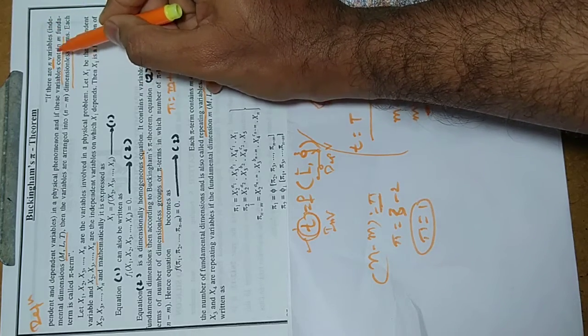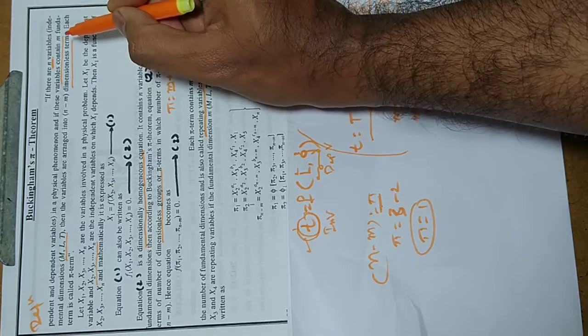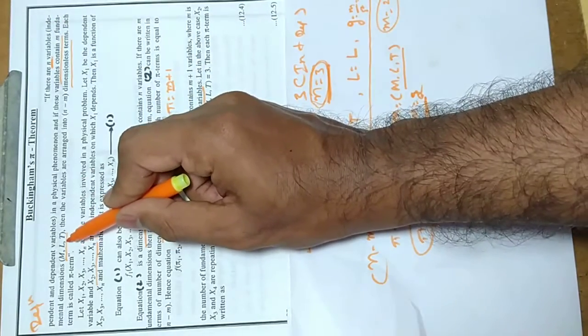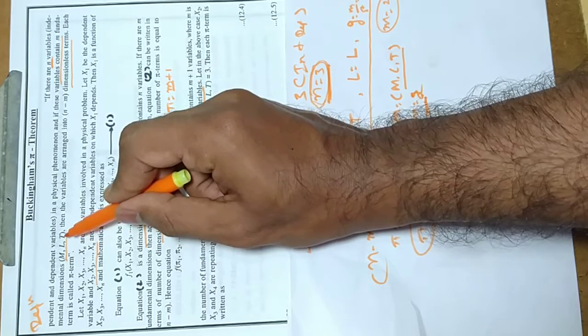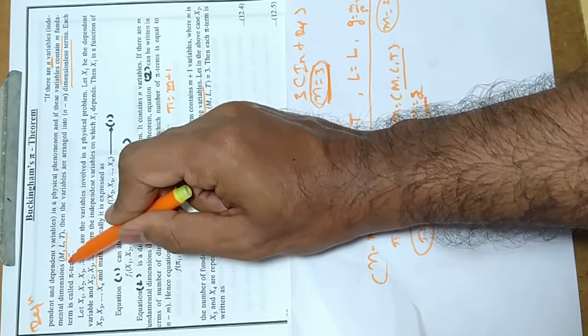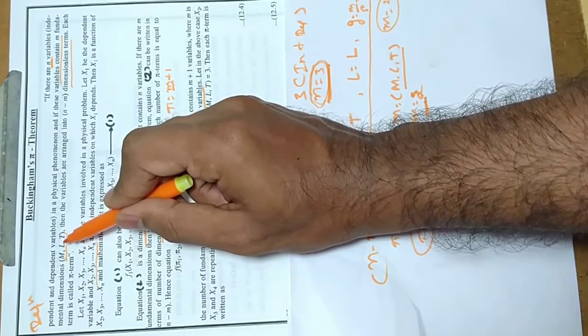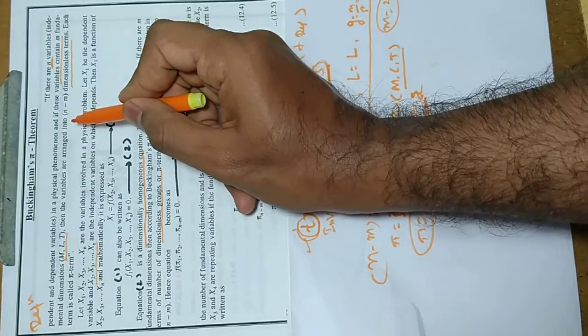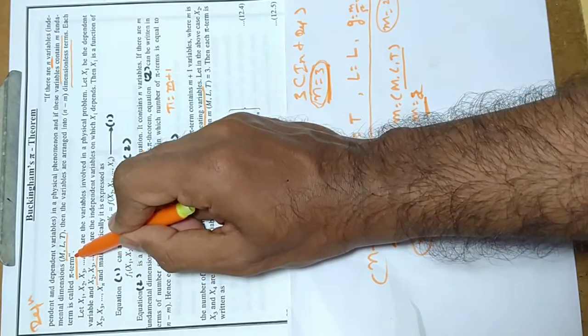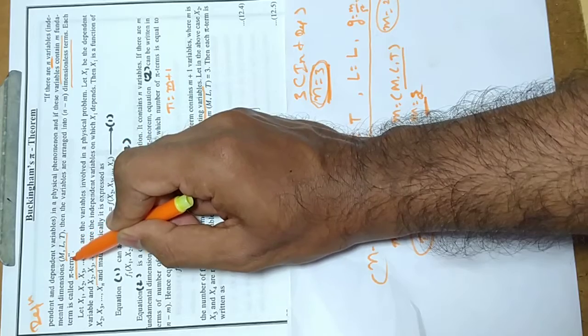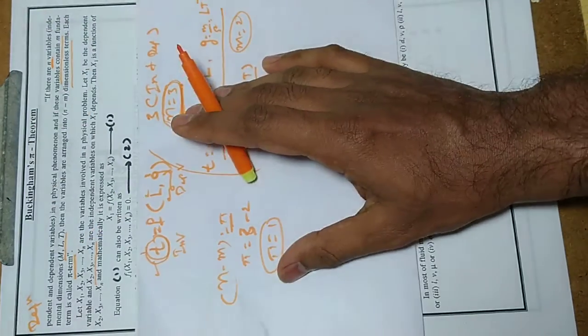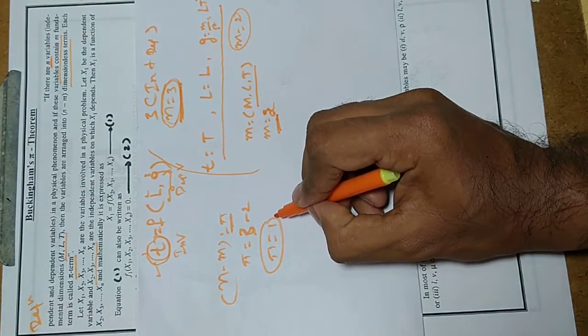In the given problem, how many fundamental dimensions are there, like M, L, T, all the MLT terms, or only length and time, or only time. You have to find the total number of dimensions. Then n minus m you obtain as the number of pi terms. How many pi terms will be there in this problem? In this problem, the pi term will be 1.